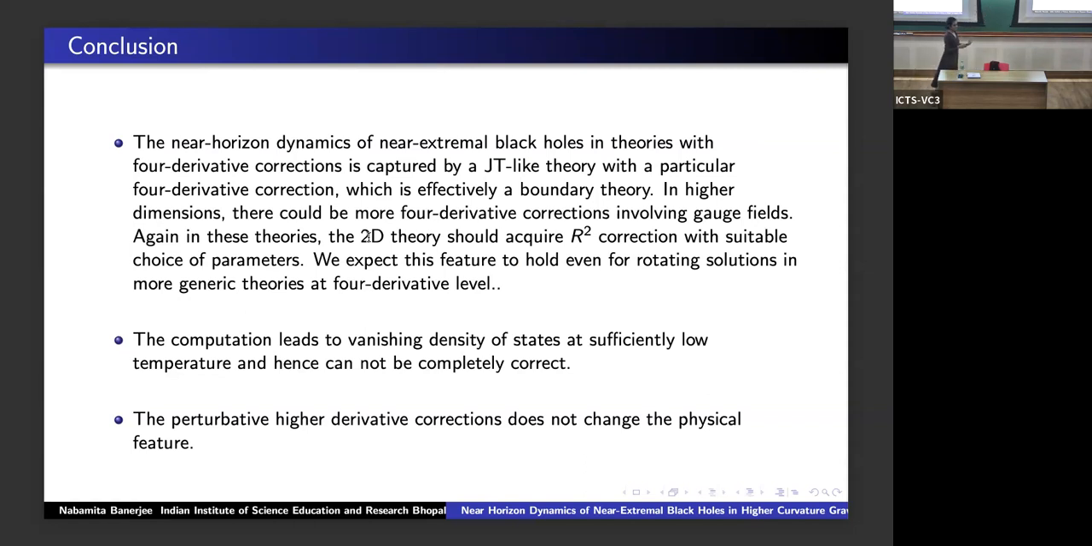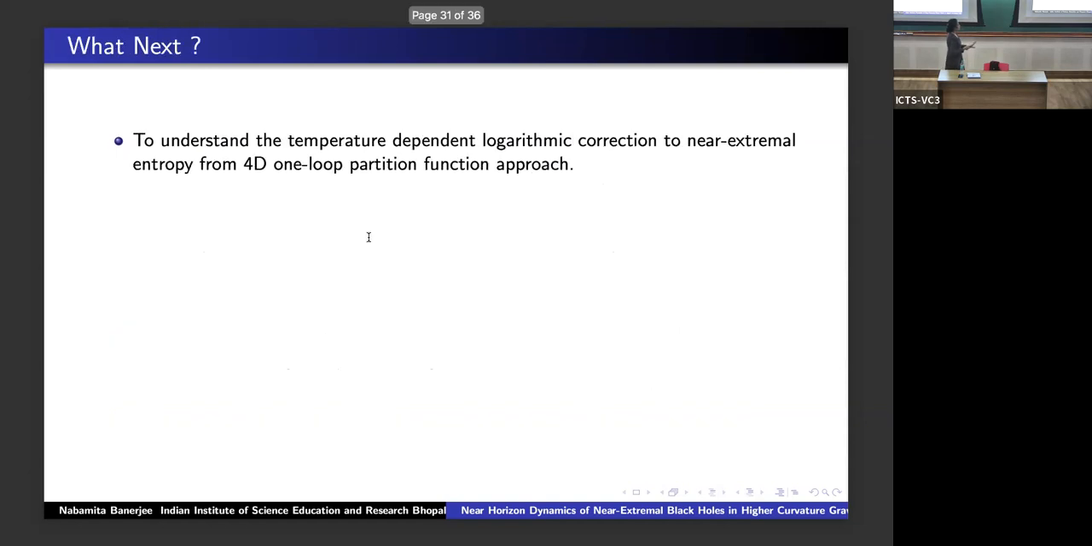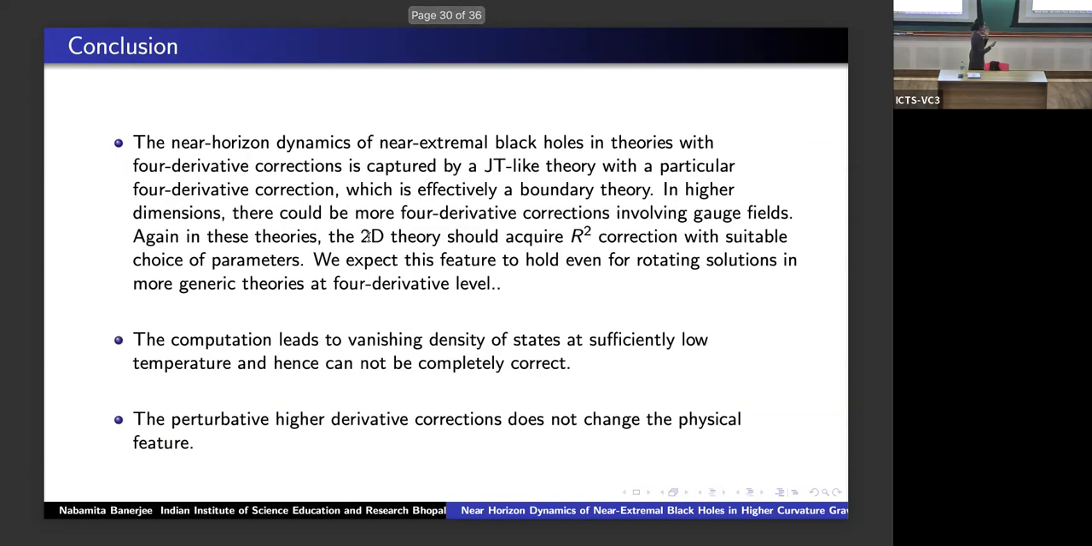That's the only thing. So in a sense, we have understood what the correction would be and what the boundary term, what the Gibbons-Hawking term would be. After that, all that matters is the choice of parameters. Then it's done. Okay, the computation leads to the vanishing density of states at sufficiently low temperature. Sorry, this part is not correct. And the perturbative higher derivative corrections actually do not change this particular physical feature. It still keeps the density of states vanishing. Yes. Yeah, that is not correct. I'm sorry.